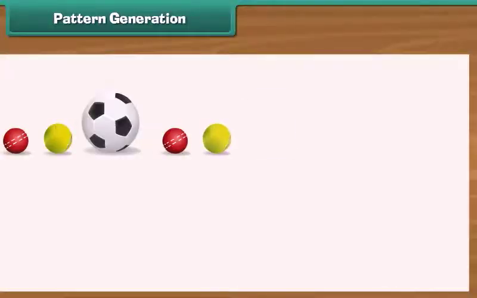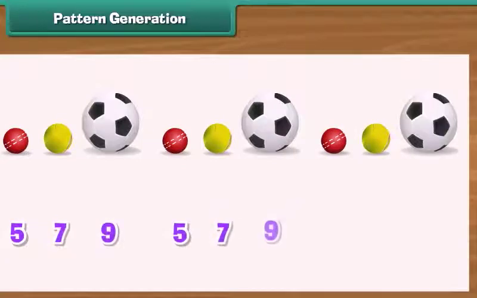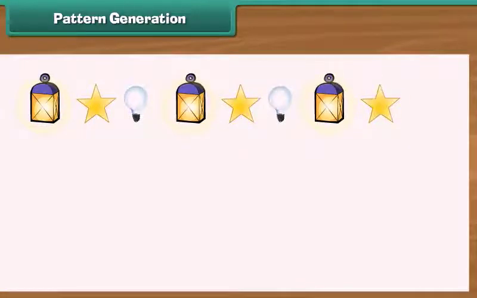Pattern generation. A pattern is a series of objects or numbers which repeat in a pre-decided manner. Look at the given pattern. Guess the next picture required to complete the pattern.